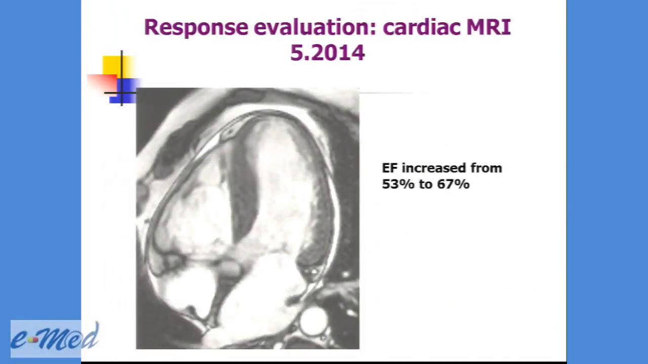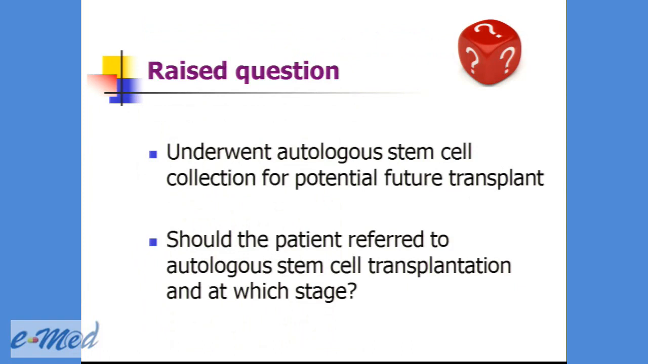We also performed the cardiac MRI almost a year after the initial diagnosis. You can see that the myocardium looks thick, and the ejection fraction actually increased from 53 to 67, which correlates with his clinical improvement. And to mention, this was the only modality that showed the improvement in his ejection fraction. The echocardiogram could not demonstrate this significant improvement. Now, our patient underwent autologous stem cell collection for future transplant.